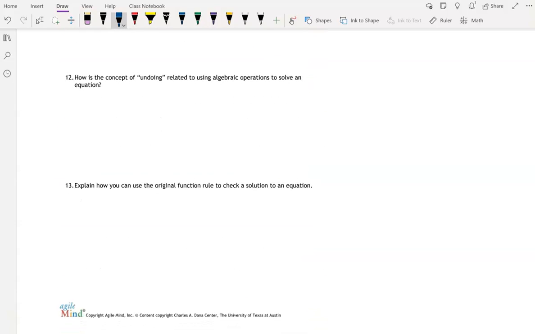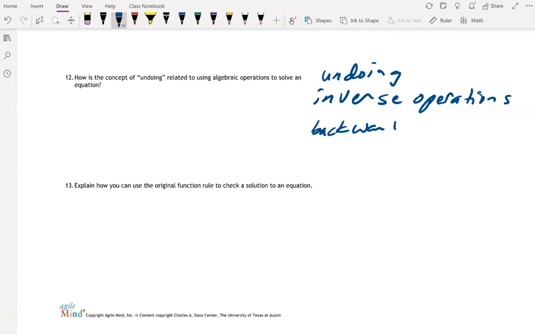Congratulations. You're welcome. So, how is the concept of undoing related to using algebraic operations to solve an equation? Well, if you remember, undoing, you are using inverse operations. So you're doing the opposite of what's there that you see in the equation, and you're working backwards through the order of operations, backwards through PEMDAS, because we're solving equations. Okay?